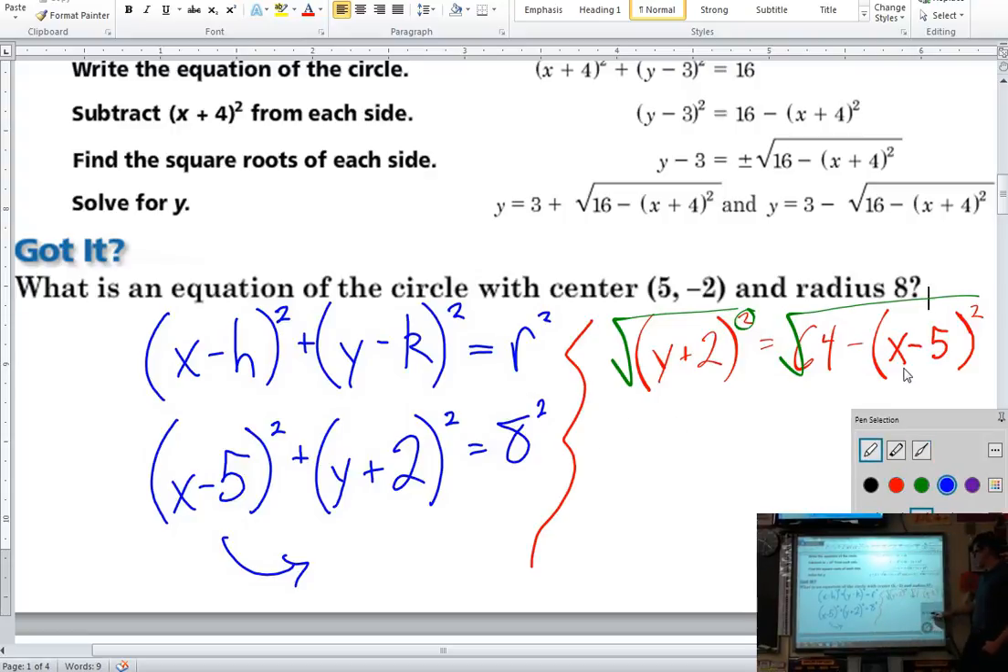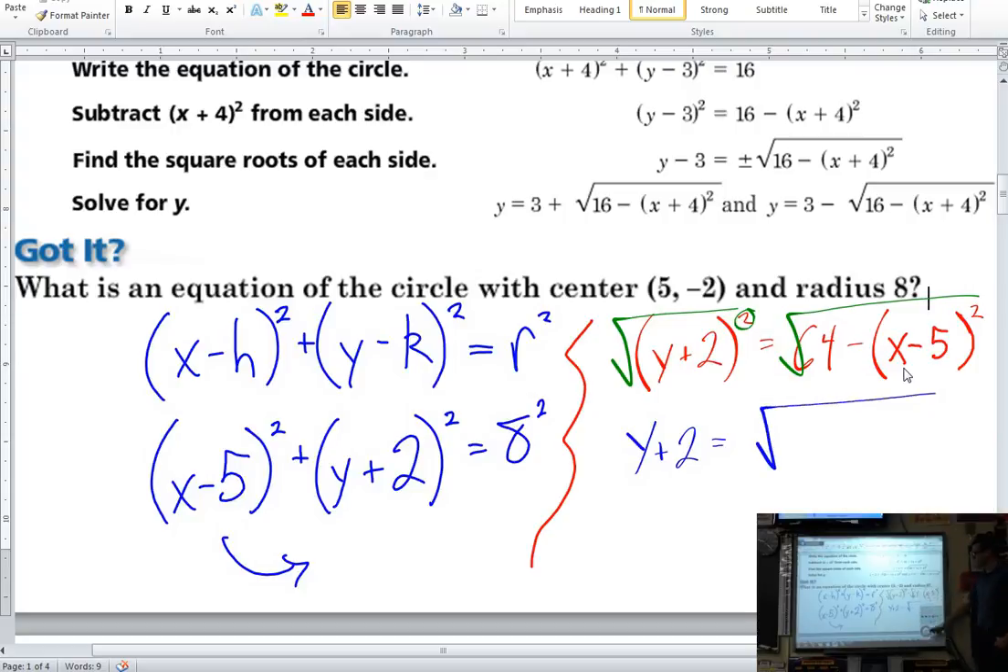So that becomes y plus 2 equals, 8. No, right, because we can't take it apart. Oh, yeah, I knew that. You can only break it apart when it's multiplying or dividing. I'm always getting that. So this stays together.